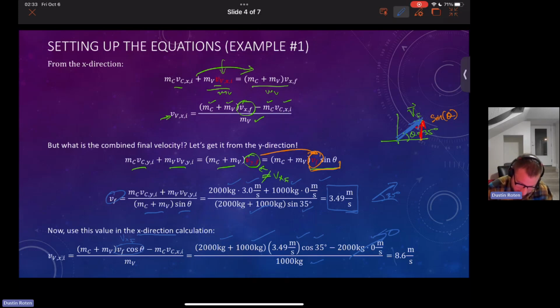So it turns out that the velocity of the Volkswagen was actually quite high. It was 8.6 meters per second in the positive x direction. So we did get a positive value because it was in the positive x direction. So all that checks out, and it looks like this guy was going pretty fast to have run a red light.